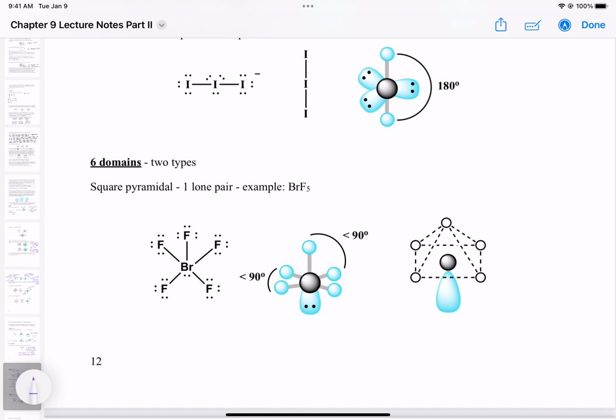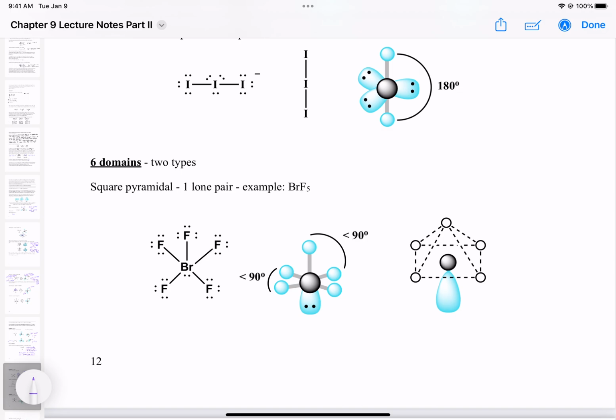Okay, so 6 domains. The first type is when you have 1 lone pair, and then you have 5 bonds. So that's called square pyramidal. And here's another interhalogen, bromine pentafluoride. So we call it square pyramidal. That's because the 4 bonds that are sitting on one plane represent a square. So it's square, but then there's another bond that's sticking out of the plane, perpendicular to the plane.